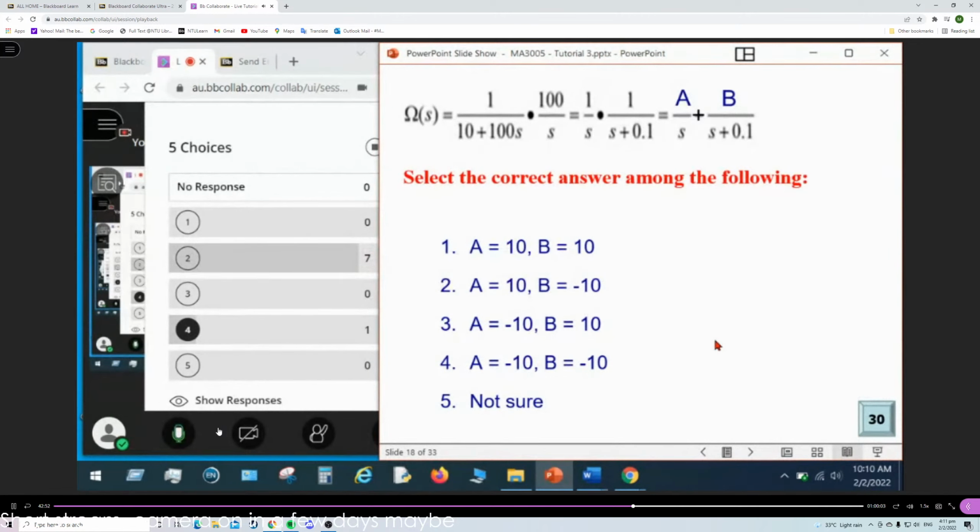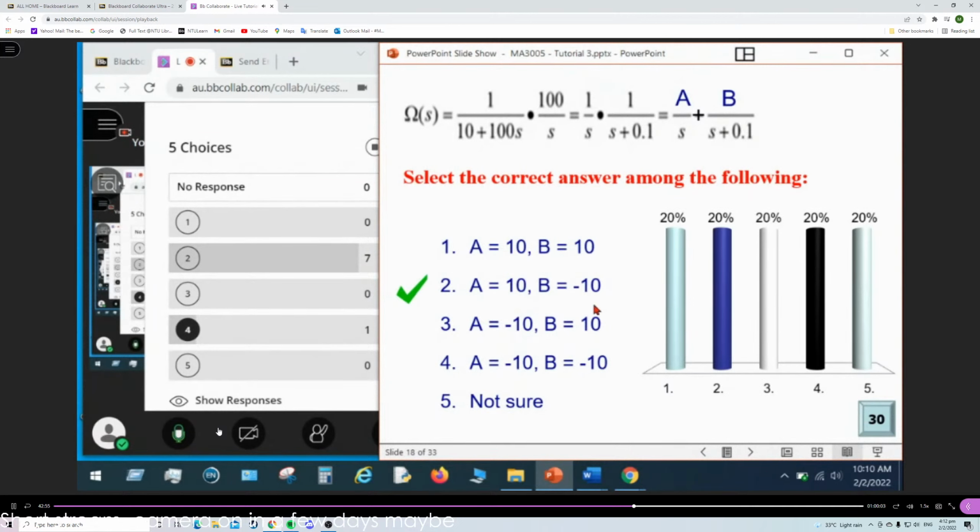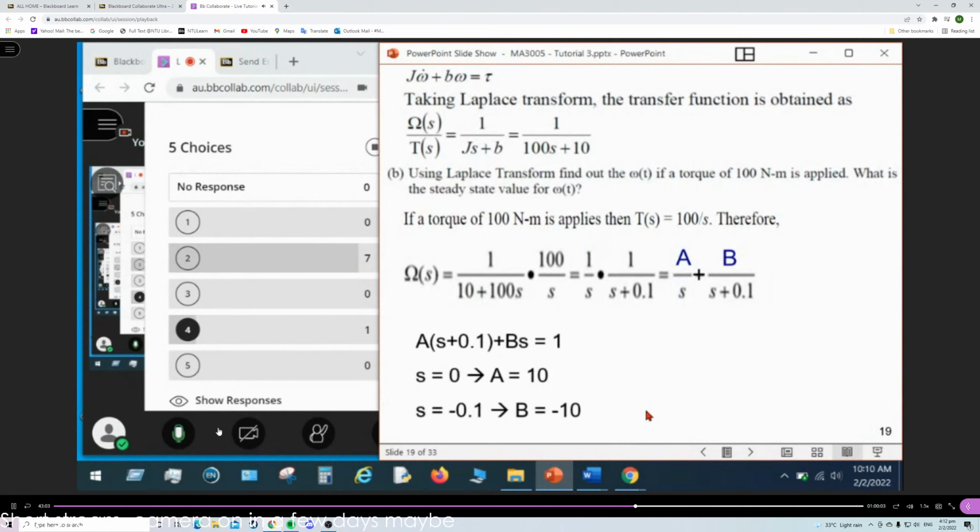Now all the students selected option 2. You are right. A is 10, B is minus 10. How do we do this? We know already. You see, because you select 2 values of s smartly.